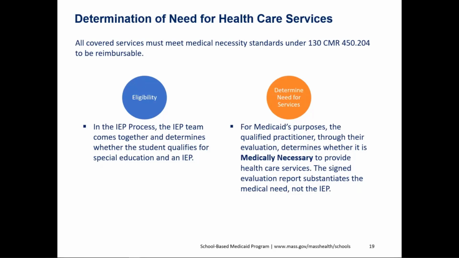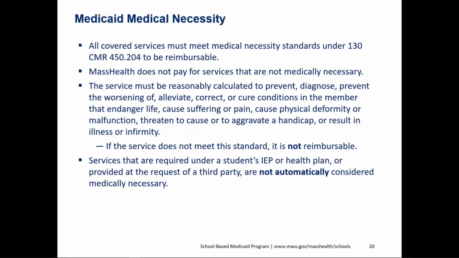So what does this look like? In the IEP process, an IEP team comes together and determines whether a student qualifies for special education and makes the determination about that student's IEP. In Medicaid's view, a qualified practitioner, through their evaluation process, determines whether it's medically necessary to provide healthcare services to the student. That signed evaluation report substantiates the medical need. A qualified practitioner determined that there's medical need, not the IEP. All covered services must meet medical necessity standards to be reimbursable. And of course, MassHealth does not pay for services that aren't medically necessary.